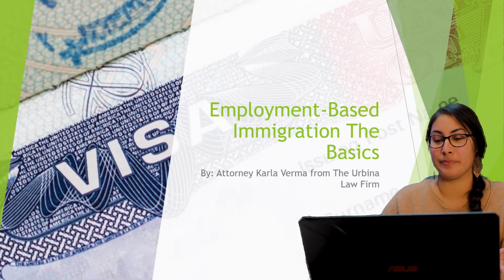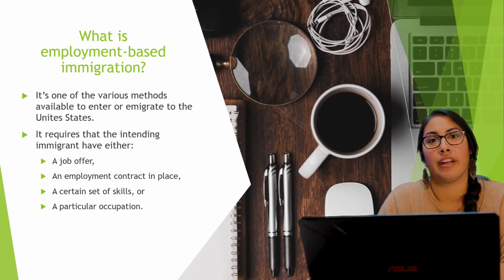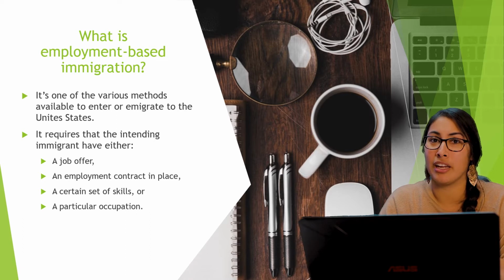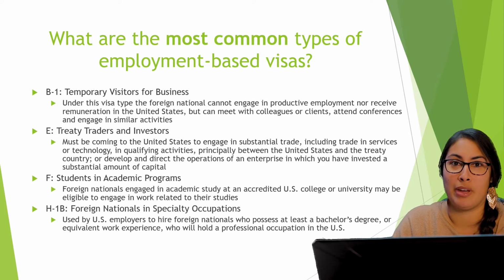So let's get started. The first question: what is employment-based immigration? It's basically one of the various methods to come into the United States. The difference is that you need to have a job offer, you need to have an employment contract in place, a certain set of skills, or be in a particular occupation. Those things are necessary in order for you to be able to proceed with the rest of the applications and things. So what are some of the most common employment-based visas?